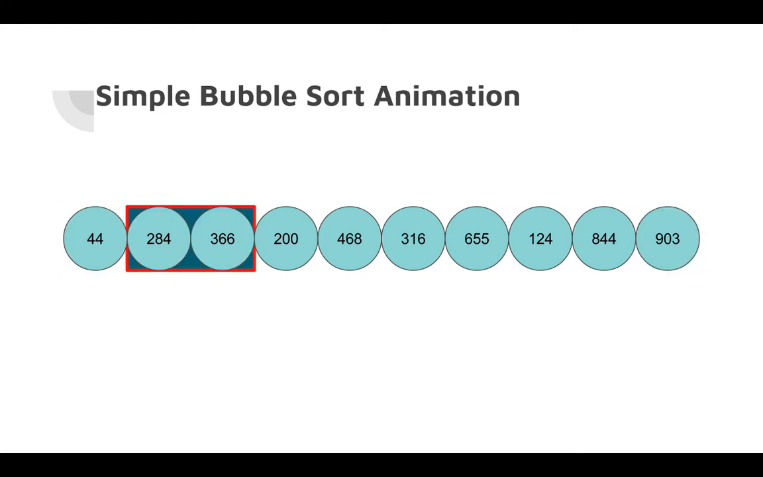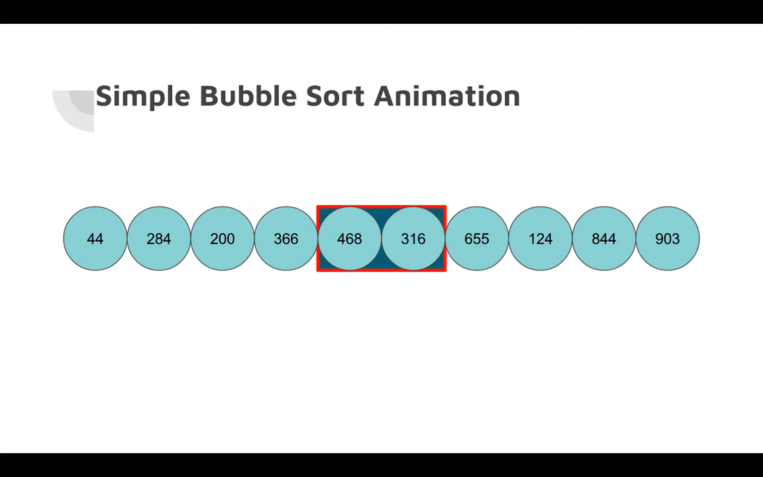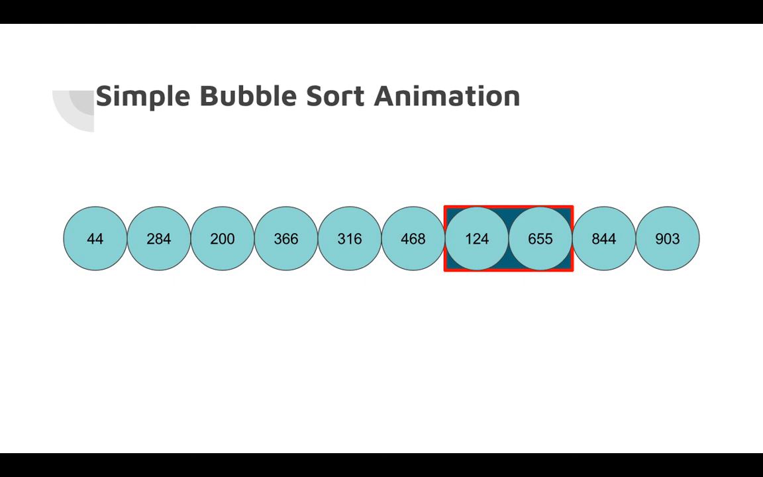That part there, that is wrong. There is always a sorted part of the array. So it doesn't re-sort 844 and 903 because they're already sorted. That will be an enhanced one. We'll be getting that later.